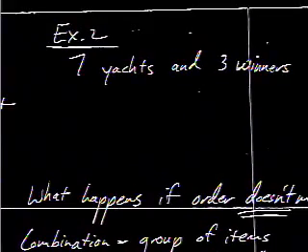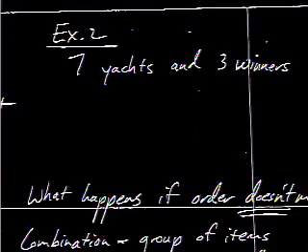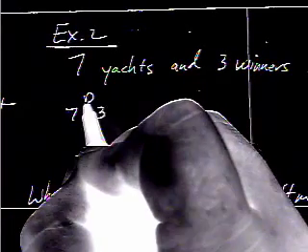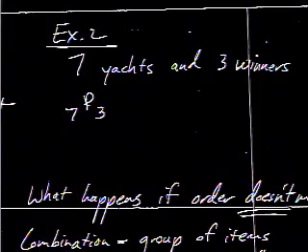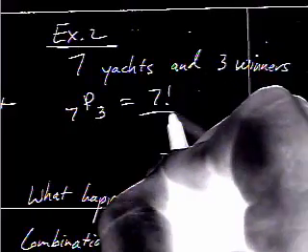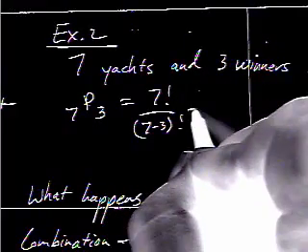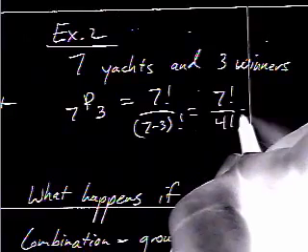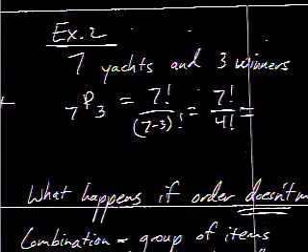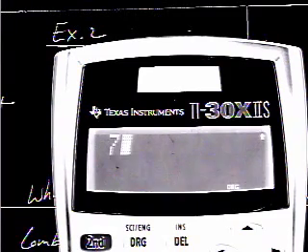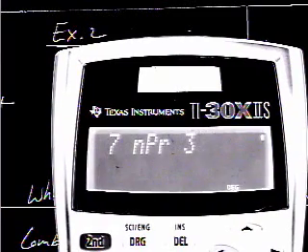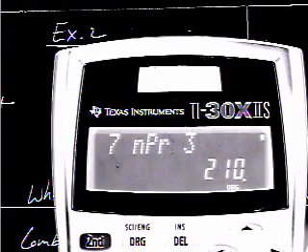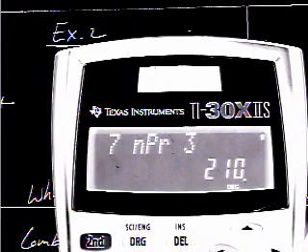So example 2, we have 7 yachts and 3 winners. Does order matter? It sure does. It would matter to me because I'm going to win a different amount of money. So order matters. That's why I'm choosing permutations. We'll have a different one called combinations in a little bit. But that's 7 factorial over 7 minus 3 factorial, or 7 factorial over 4 factorial. And what is 7 nPr 3? 210 different ways that we could arrange the winners.